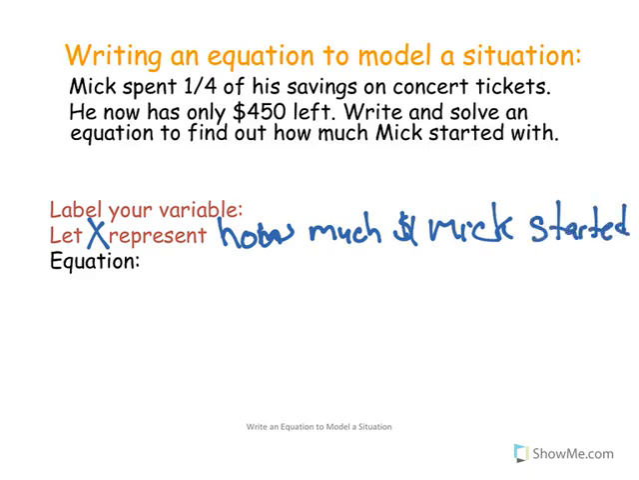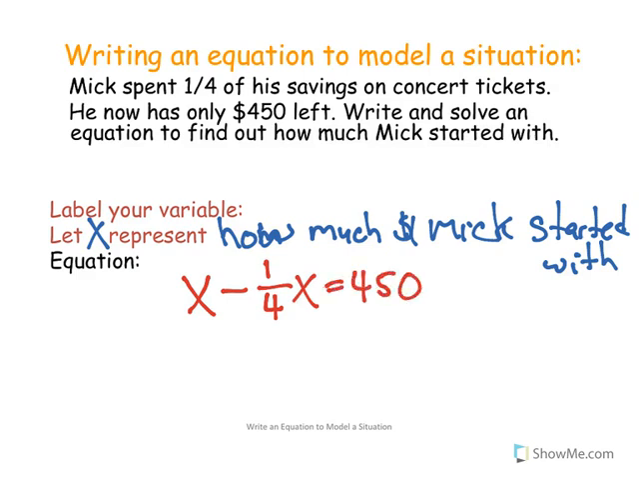All right, guys, and I'm using some abbreviations here to do this a little quicker, to not make this video half an hour long. So let X represent how much money Mick started with. So he started with X. He spent a quarter of X. Now he's got $450 left. Okay, let's combine those like terms. X being 1X minus 1/4 X is 3/4 X.